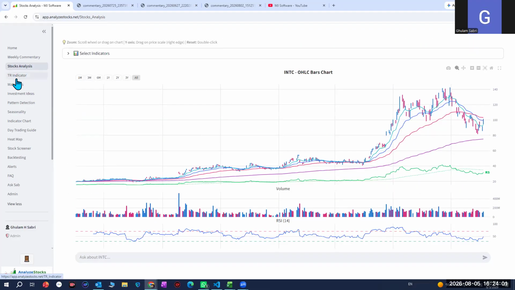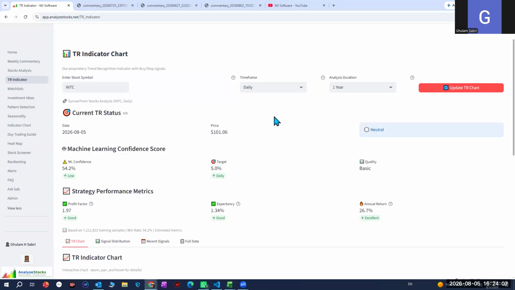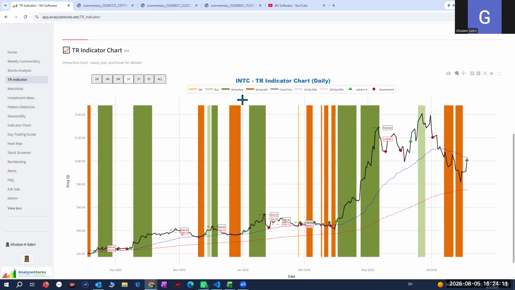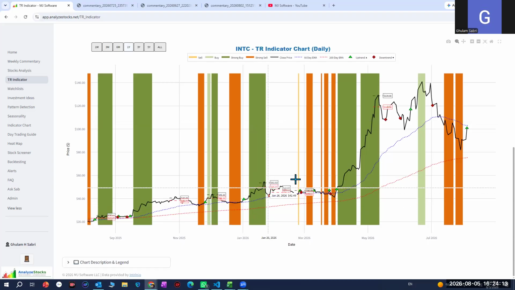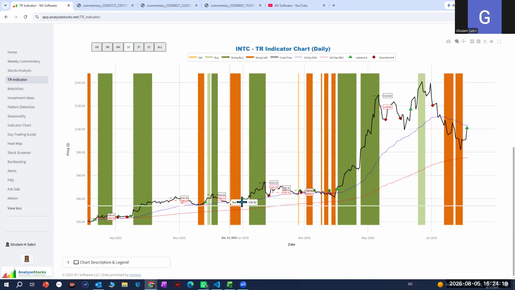Now we're running out of time. I would like to complete it, but anyway, if you want to see the TR indicator chart with buy and selling points, this is also important. We were at Intel, we moved here. This is the point where it tells you that this is its buy point, but this is too choppy for us over 1 year. So its buy point has been consistently failing.